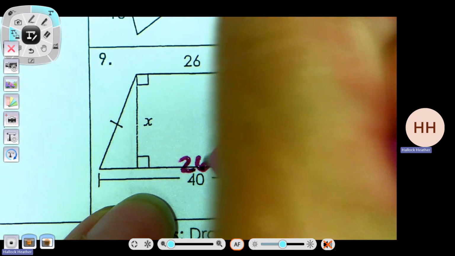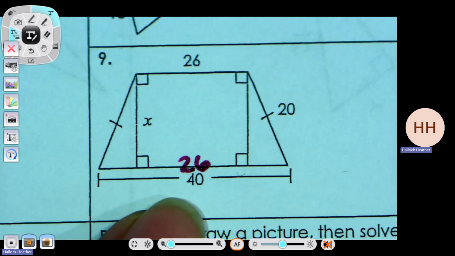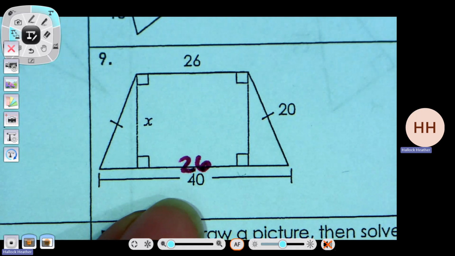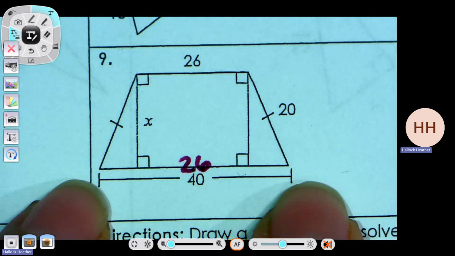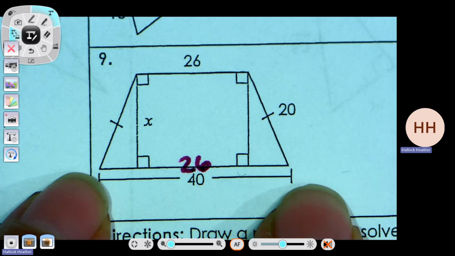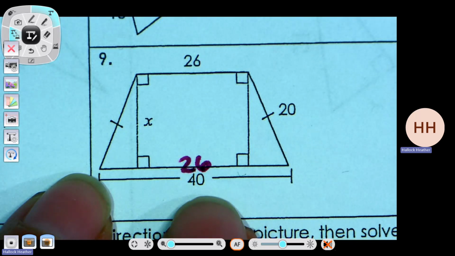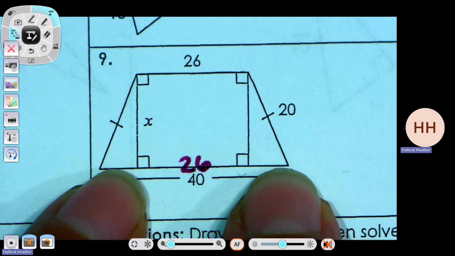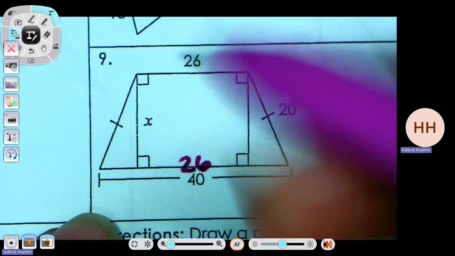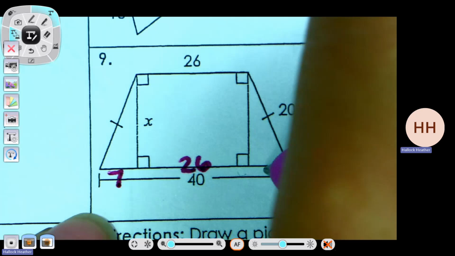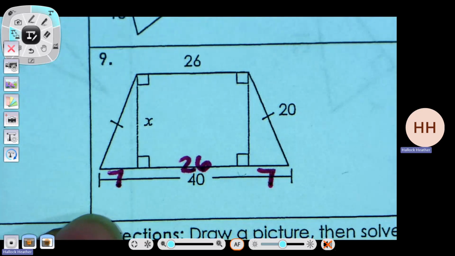26. So if this top piece is 26 and this bottom piece is 26, it's not 20, it's 26. So how much is left over if the whole distance is 40? The middle piece has to be 26 because it's got to match the top. So you have 14 left over, but there's 2 triangles on each side. So 7. 7 plus 26 plus 7 makes 40. Okay, we need to find X.